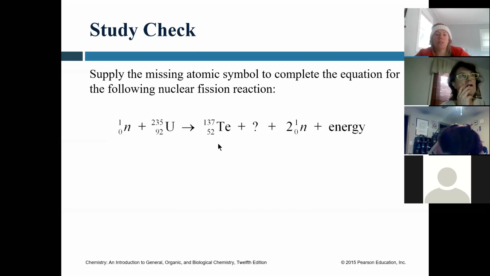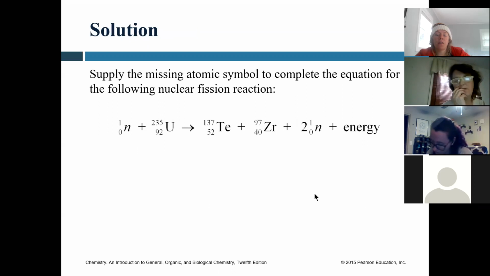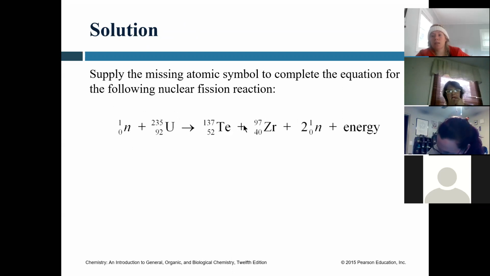Okay, so top numbers need to equal each other. Bottom numbers need to equal each other. We had 235 plus the 1 gives us 236. All right, on this side, we had 137 in the Te, and we had 2 in this area here for the neutron, because we need to multiply it by 2. So this number should actually be 97 as opposed to 98. Take the 2 into account. On the bottom, we needed 92. 52 of them were being occupied here. 0 of them were being occupied here. So we had a 40 here. So it's zirconium-97.